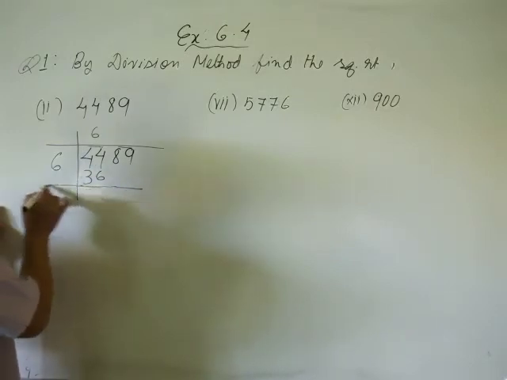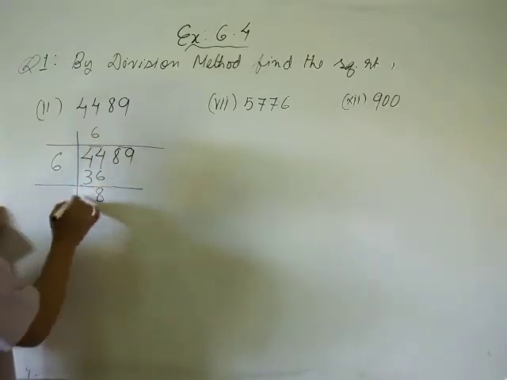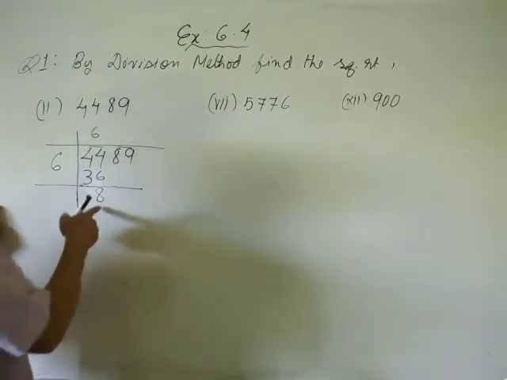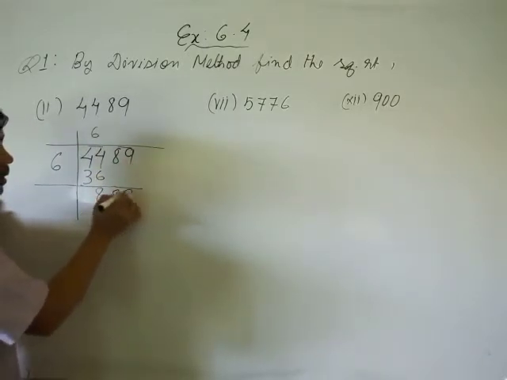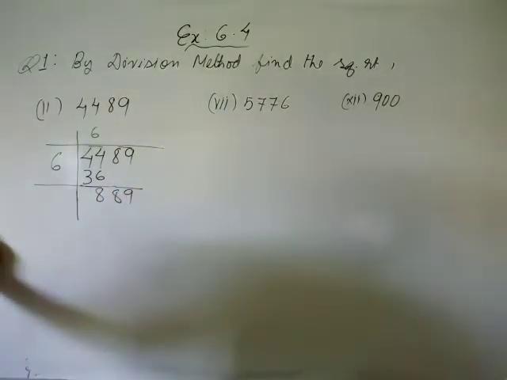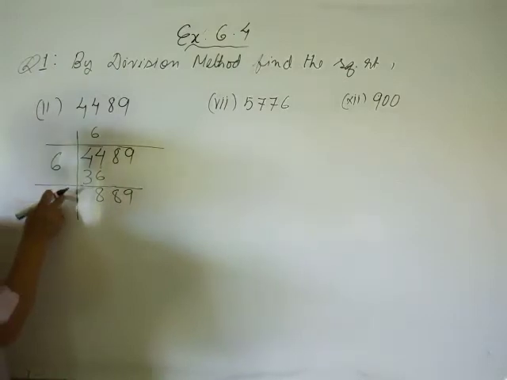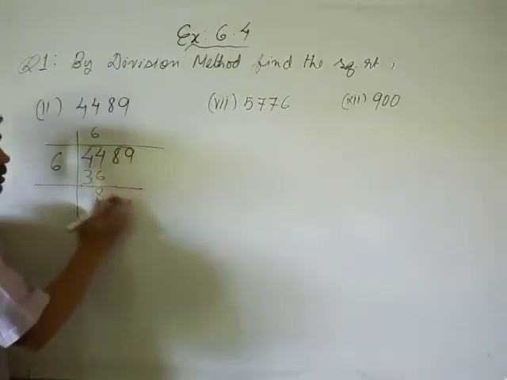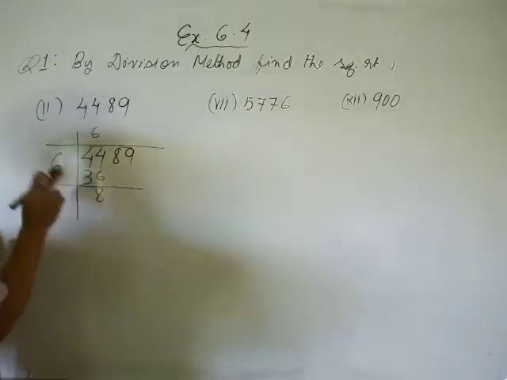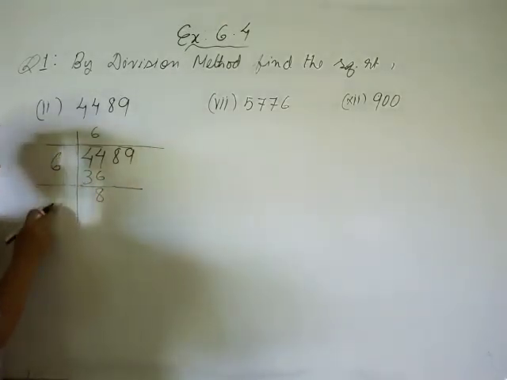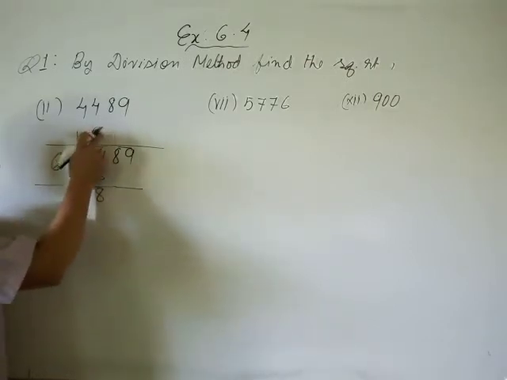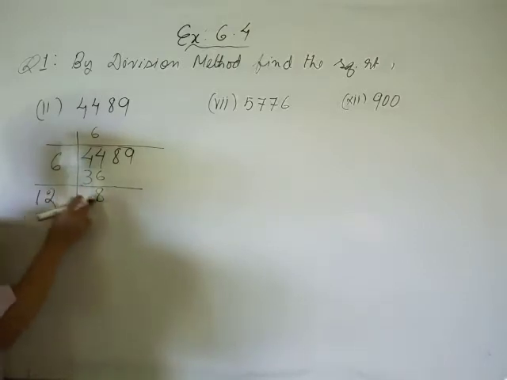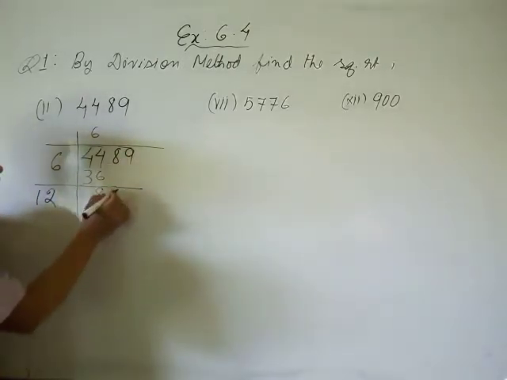Then after that, how much do we get here? 8 is the remainder. So we bring down the 89 together here, and we get 889. And then what would be the number before this? Just think about that. With what number are we going to divide? We divide by double of the first number here, 6, which is 12. 12 cannot divide 8, so we have to bring down this 9.